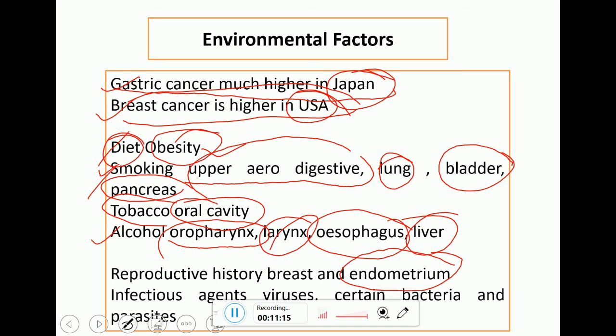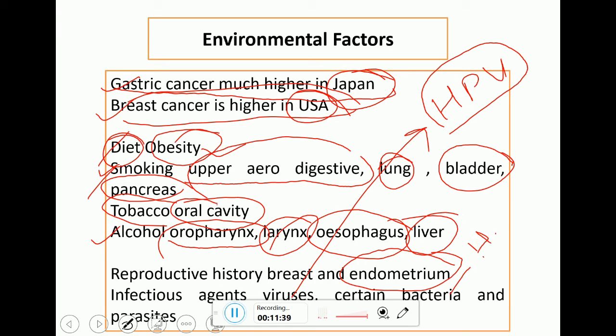Now, certain infectious agents like viruses, bacteria, and parasites have also been reported to contribute to the development of cancer. An example of a virus is the human papilloma virus. This virus is linked to the development of head and neck cancer in humans. Certain bacteria, like Helicobacter pylori, are the commonest form, present in most human beings, but continuous exposure of humans to this pylori bacteria may result in the development of cancer.